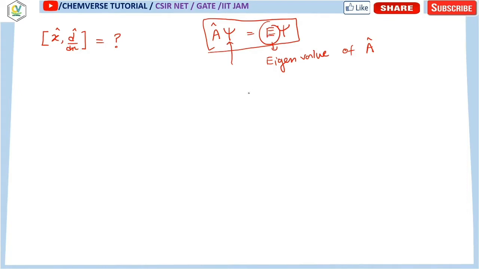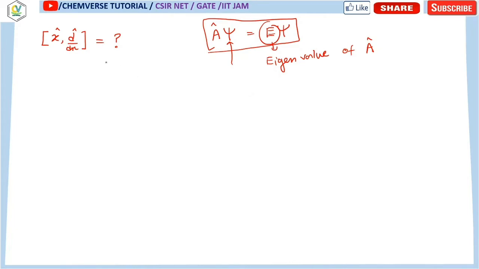Now we will make a separate video on eigenfunctions, so that will be much helpful for you, and we will discuss the acceptable or non-acceptable functions. Those are the postulates of quantum mechanics, which will be provided in the upcoming lectures of quantum chemistry.